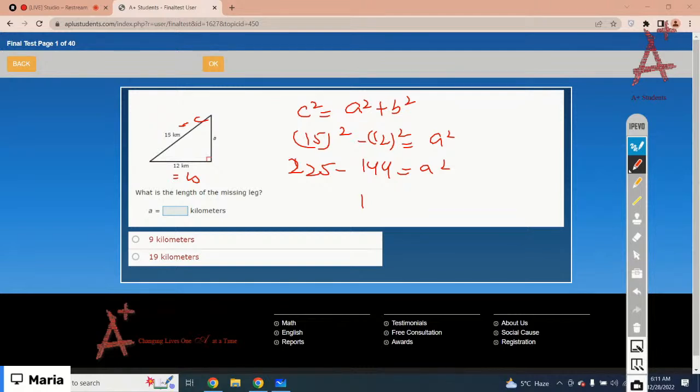Got it? So 144 is 81. So square root both sides. It would be then 9. Got it? That means the missing side length is 9. Got it, everyone? Whenever you are working on the right angle triangle, if you have to find the missing side, you can use the Pythagorean theorem. Got it? So the missing side is 9.